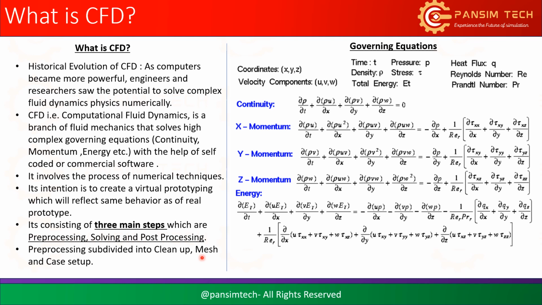In 2D we call it a triangular mesh, basically like a tet, tetra mesh. But in terms of 3D, we call this a tetrahedron mesh.